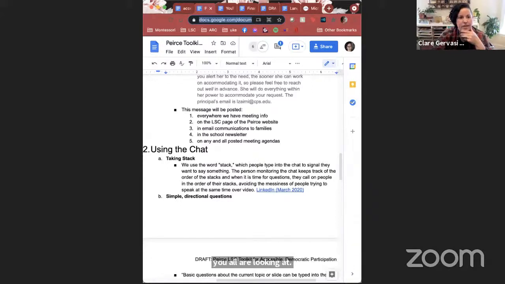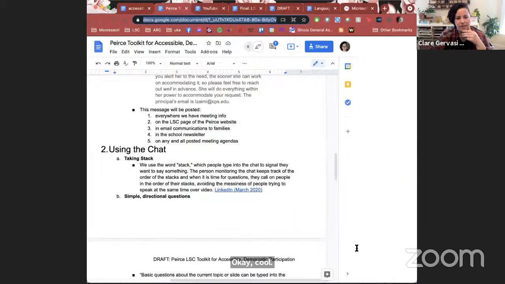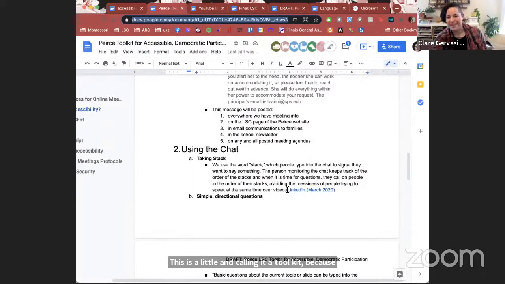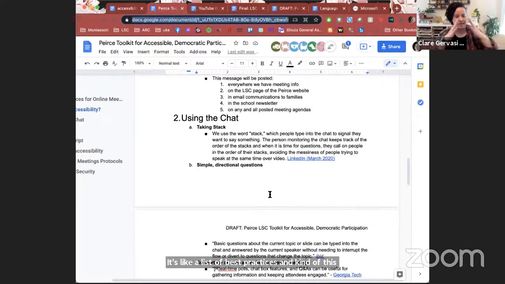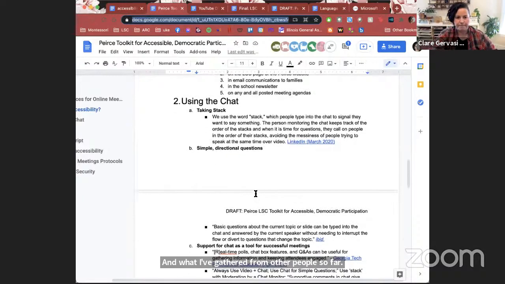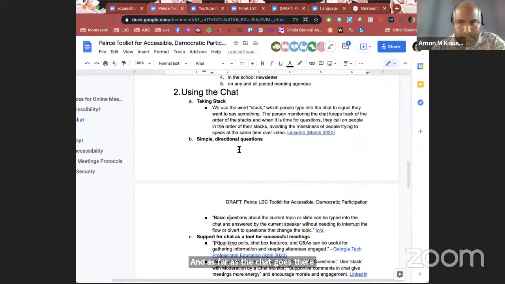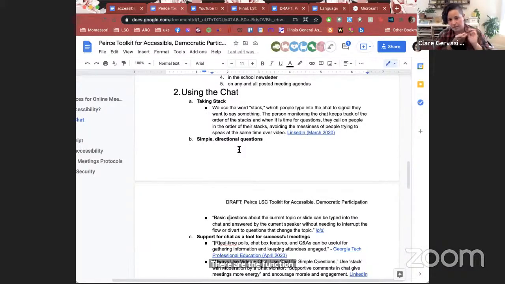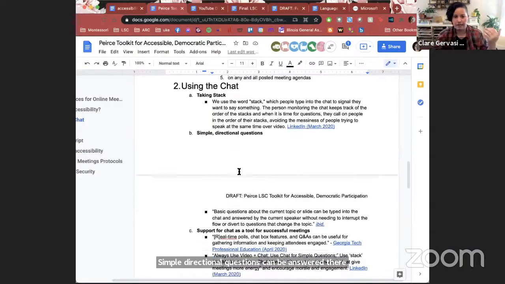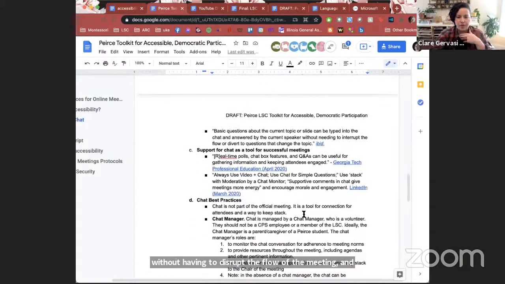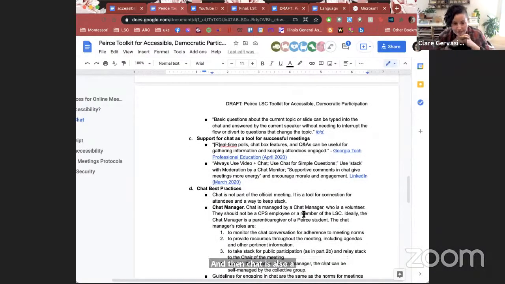Okay, cool. This is a little, I'm calling it a toolkit because I don't know what else to call it right now. It's like a list of best practices and the summation of what I've researched so far and what I've gathered from other people so far. And as far as the chat goes, the functions of chat are taking stack. Simple directional questions can be answered there without having to disrupt the flow of the meeting. And chat is also a tool of successful meetings because it keeps attendees engaged.